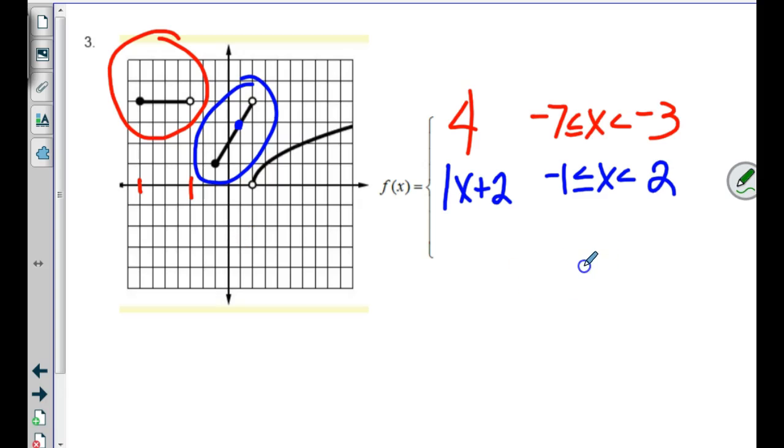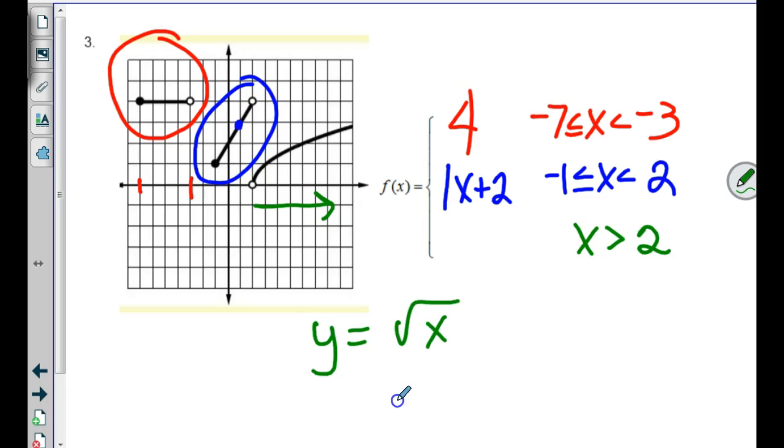Well, let's do the easy part. What is this one doing? What are x values for this one? X is greater than 2. Do I need it or equal to? No. Okay. What is the parent function for that shape? It is square root of x.